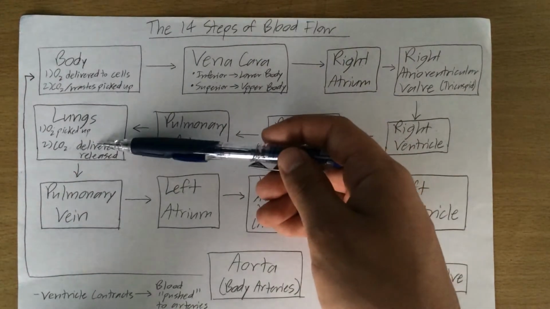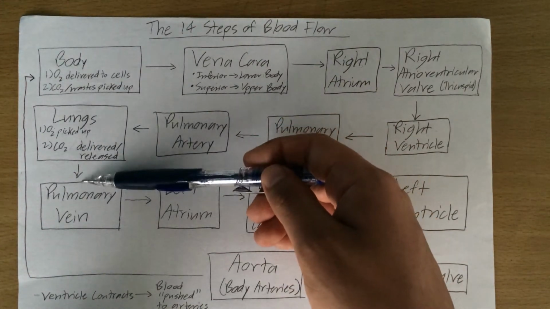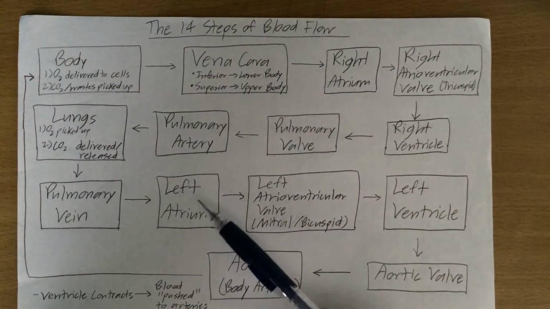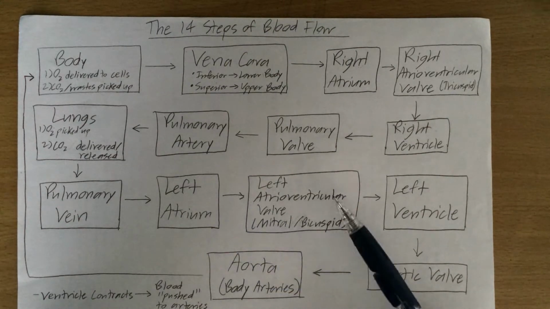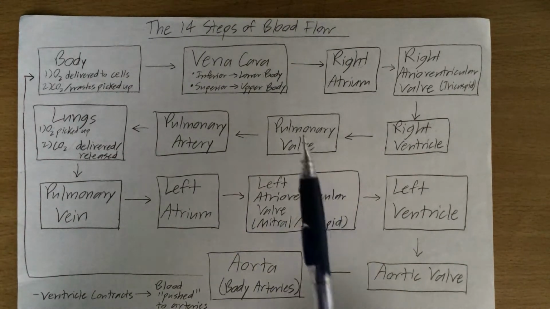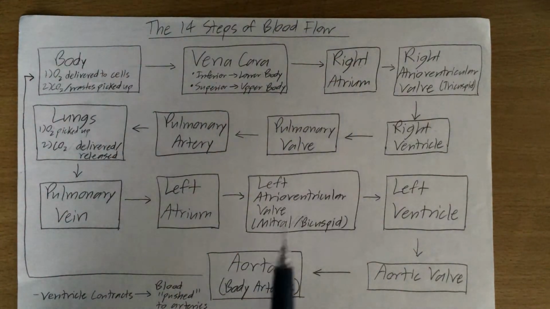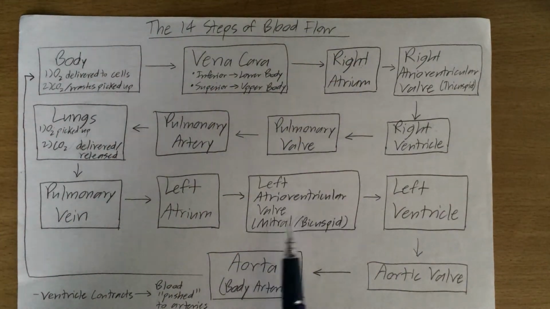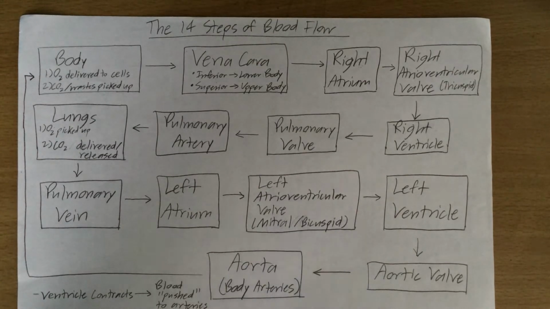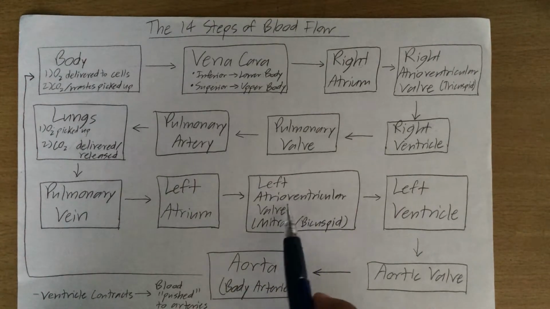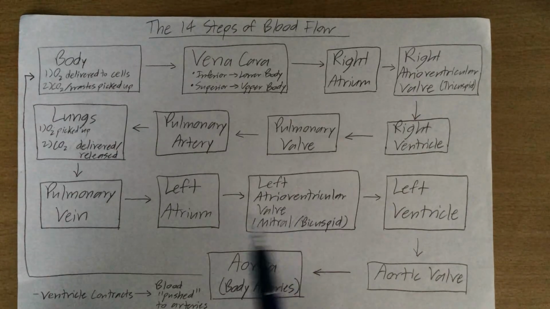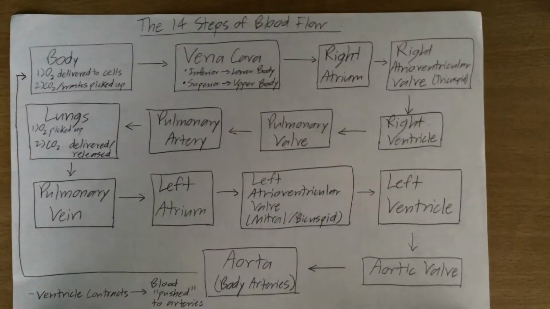So after the lungs, the blood ventures to the pulmonary vein, then it goes to the left atrium, and then it goes to the left atrioventricular valve. And this type of valve is a doozy because it has two alternate names also. It can also be called the mitral valve, or it can also be called the bicuspid valve, okay? Again, left atrioventricular valve is a lot more self-explanatory, a lot easier to memorize, okay?